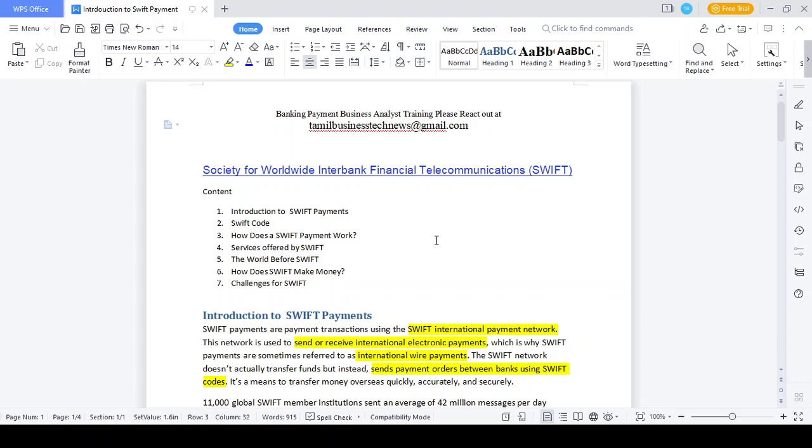In this video, let's talk about the Society for Worldwide Interbank Financial Telecommunication (SWIFT). What content should be available in this document? Introduction to SWIFT payment, SWIFT code. How does a SWIFT payment work? Services offered by SWIFT. The world before SWIFT. How does SWIFT make money? Challenges for SWIFT. These are the details that should be available in this document.